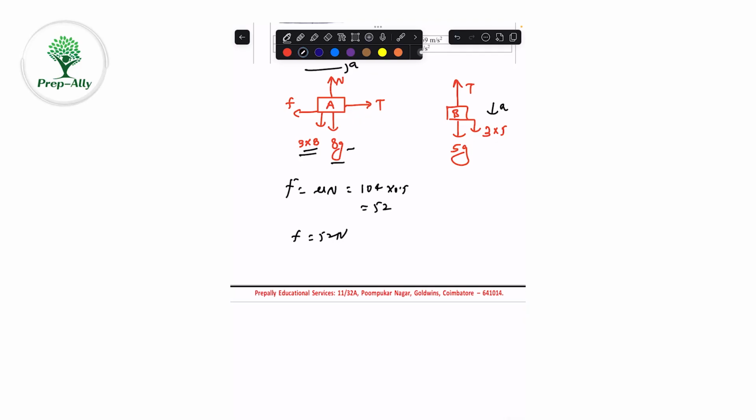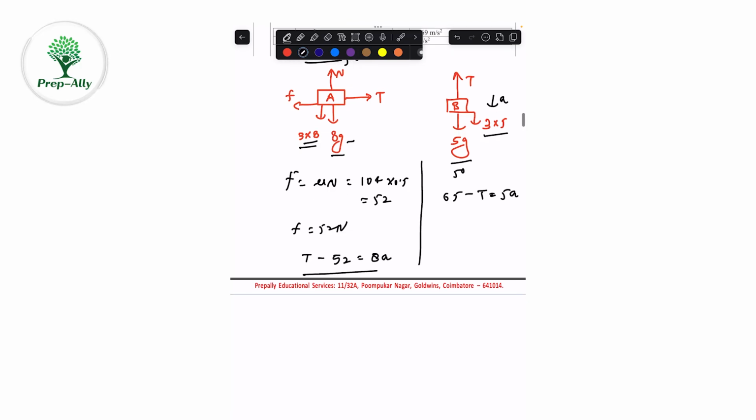Now for A, we can write the equation T minus friction, which is 52, is equal to mass into acceleration, which is 8A. And for B, we can write the equation, this is 50, this is 15, which will be 65. So 65 minus tension is equal to mass into acceleration, again 5 into A.